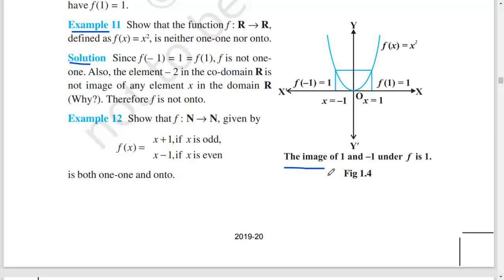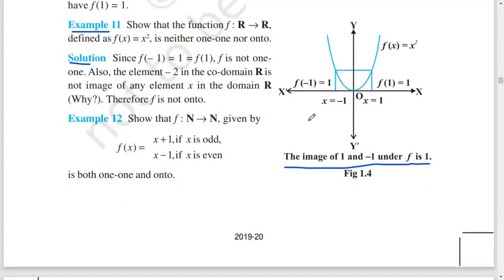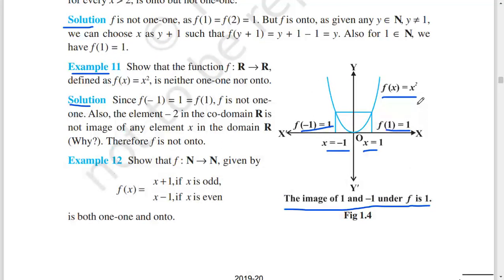The image of 1 and minus 1 under f is 1. f(x') = f(y')... f(-1) = 1, f(1) = 1, x = -1, x = 1, f(x) = x squared.